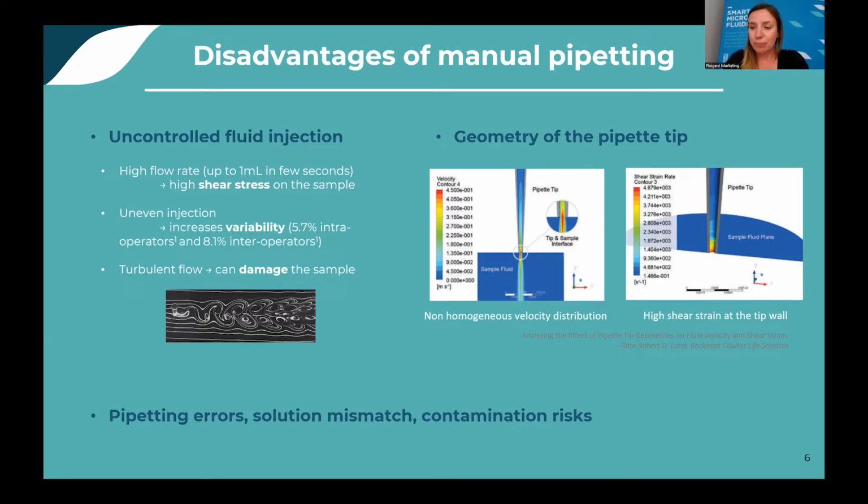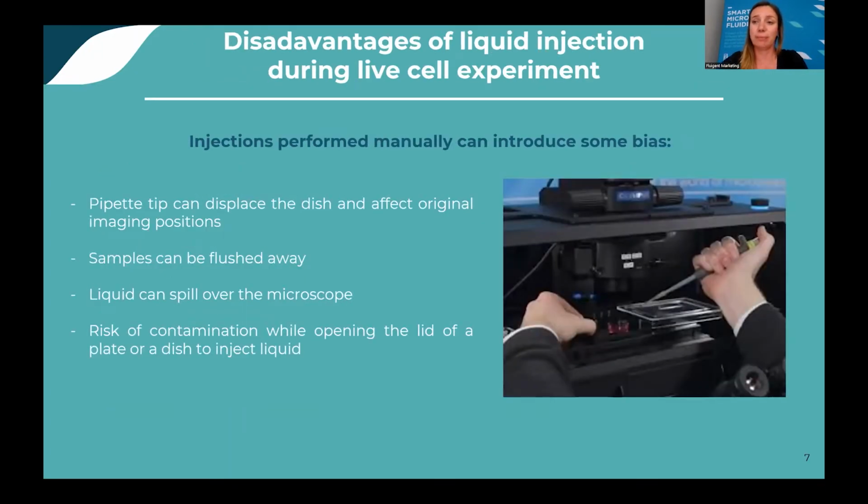Another issue with pipetting comes from the geometry of the tips. The conic shape results in a non-homogeneous velocity distribution, and therefore high shear stress again is present at the tip hole and on the sample. And in addition, there are always risks of pipetting errors, solution mismatch, and potential contamination.